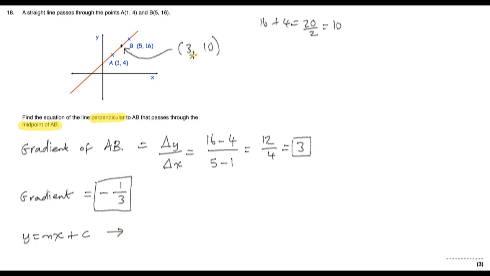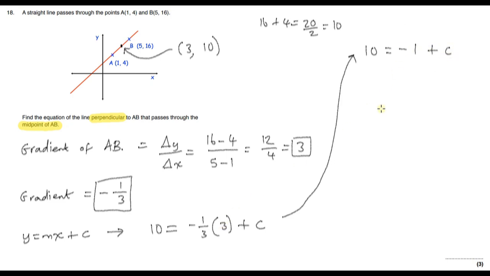Now we can use these points and the gradient. So our y value is 10. So 10 is equal to the gradient, which is negative 1/3, times x, which is 3, plus c. Now I'm just going to come up here to give myself a bit more room. So we've got 10 is equal to negative 1/3 times 3. That's just negative 1. So negative 1 plus c.